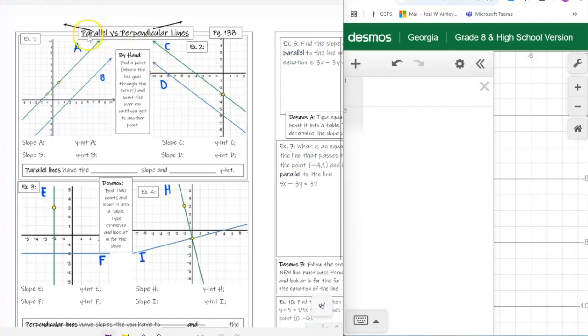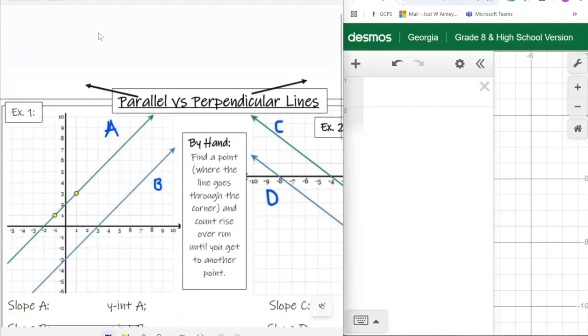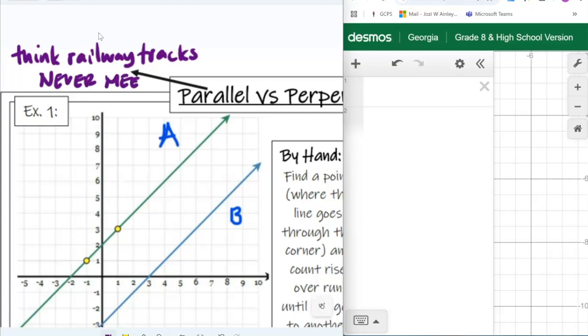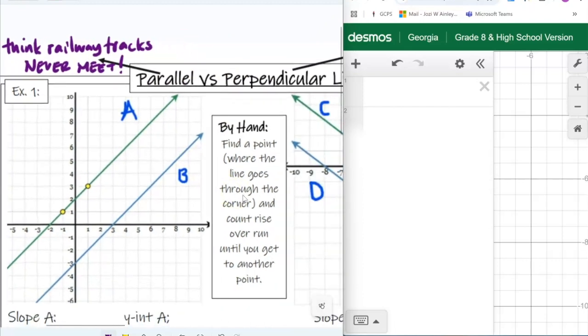Right, so we're going to take a look at parallel versus perpendicular lines. Parallel lines, what I want you to think of is railway tracks. And what can you tell me about railway tracks? They never meet. So when you're looking at parallel, you're looking at lines that are like railway tracks, they never meet. Meaning, if one curves left, the other one's also going to curve left in the exact same way. All right, so parallel never meets.